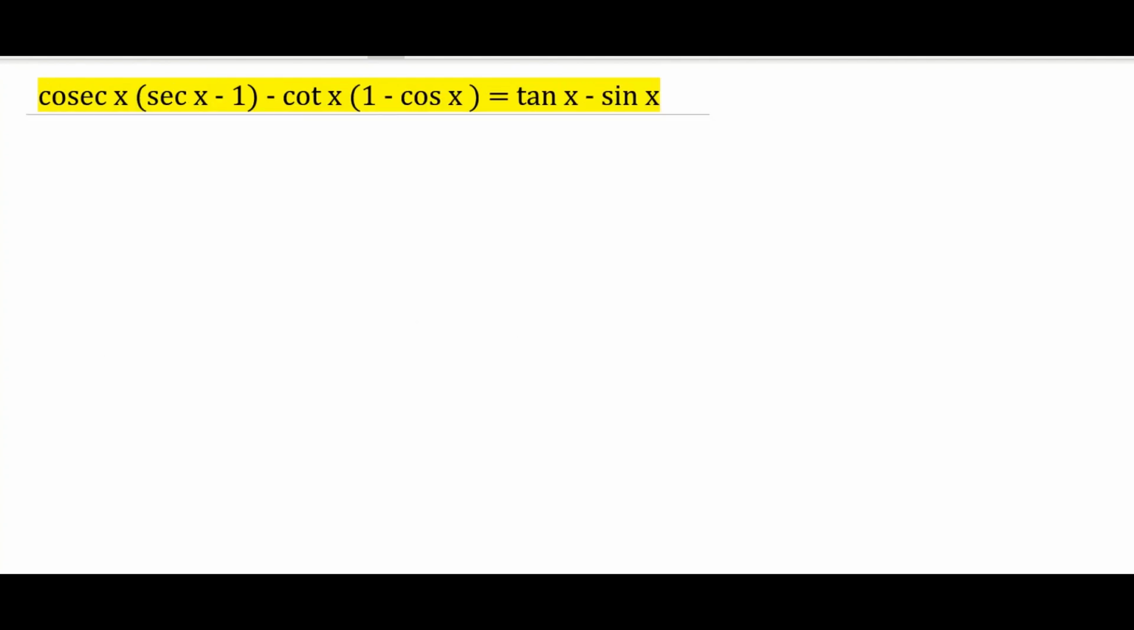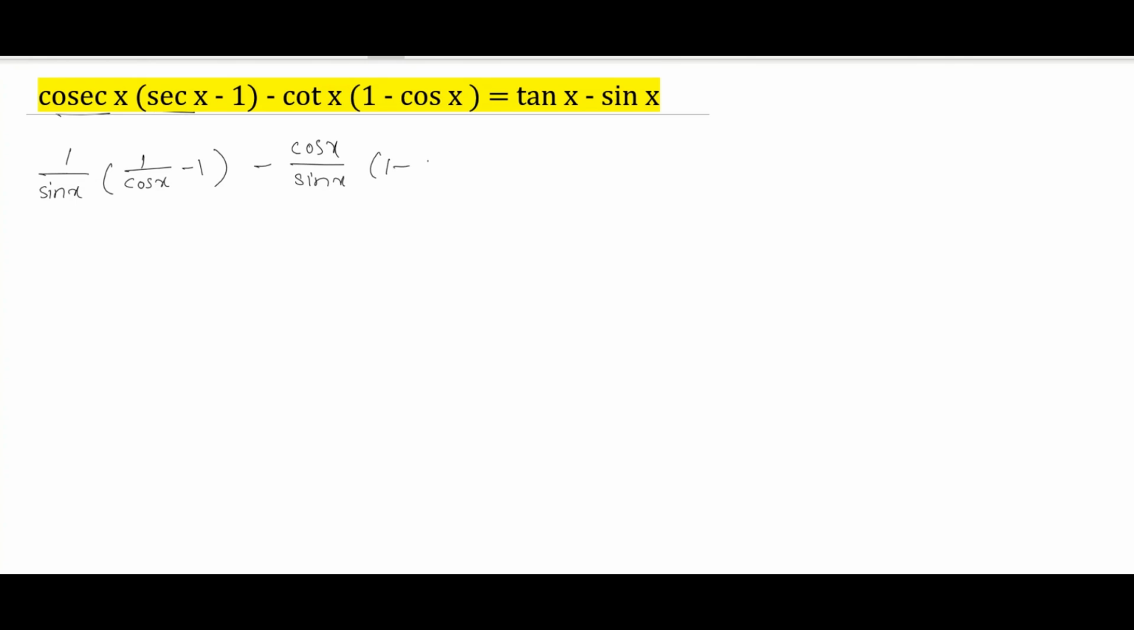Coming to the next question, also we'll write this in terms of sine or cosine, cosec in terms of sine, sec in terms of cos, like that we will convert this. So it will be like 1 by sine x into 1 by cos x minus 1. And cot x is nothing but cos by sine.